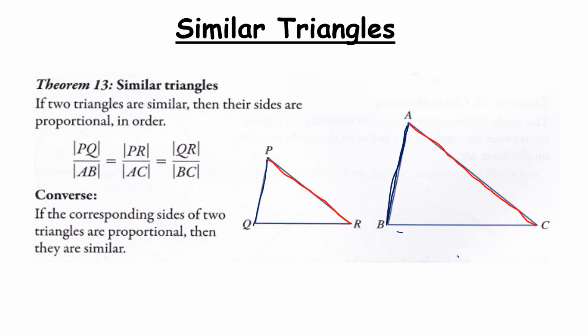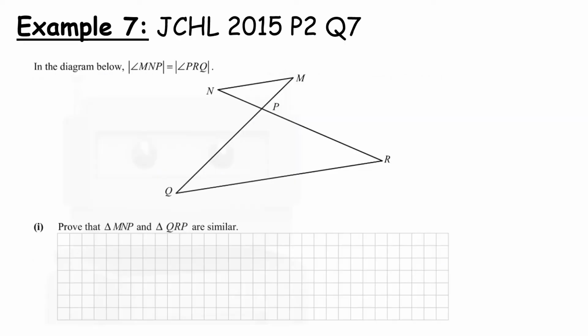So if you can show that two triangles are such that their sides are proportional, then you can say, well, actually, these must be similar triangles. So it works both ways. So now let's look at an example of similar triangles. So in the diagram below, the size of angle MNP is equal to angle PQR, which is this angle here. Prove that MNP and QRP are similar.